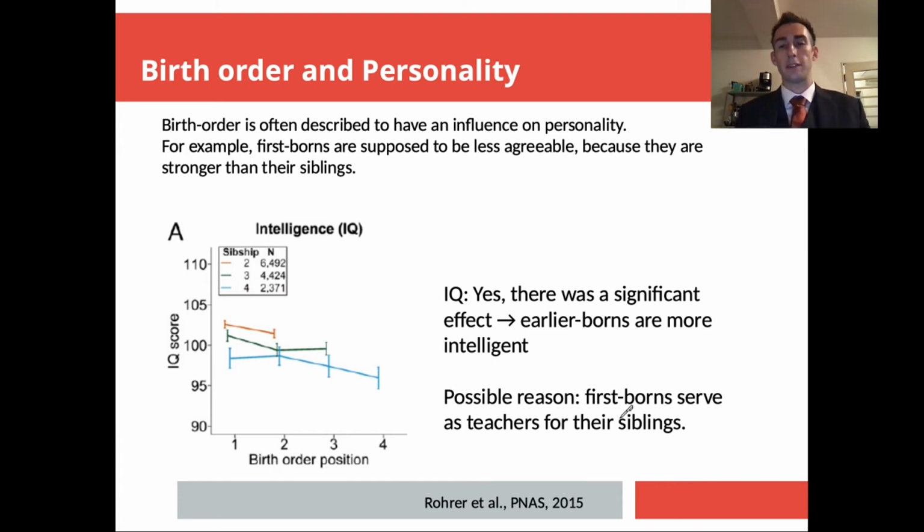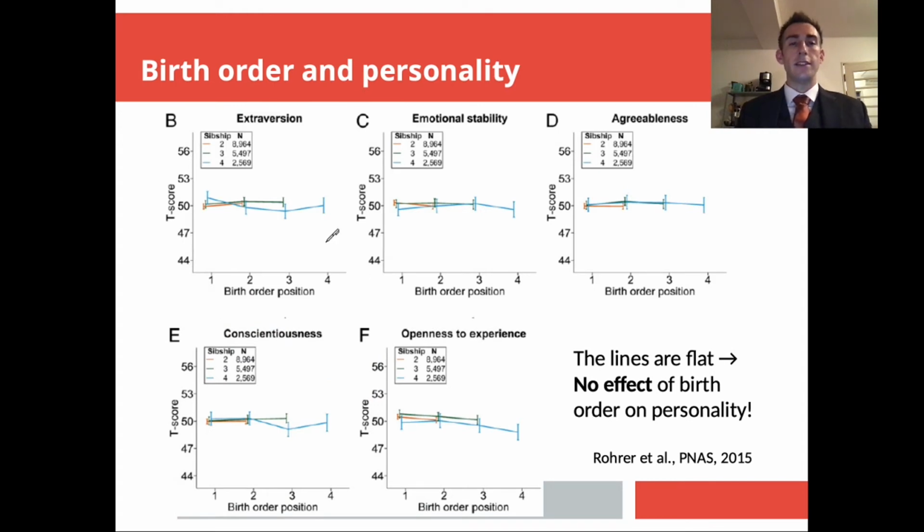A possible hypothesized reason is maybe firstborns serve as teachers for their siblings. So there's an environmental effect. We know that there is some effect of environment on IQ because, of course, the heritability is not 100%. So it makes sense that there would be some effect of environment on intelligence, possibly this type, serving as teachers for their siblings. Interestingly, there is no effect of birth order on any of the personality traits.